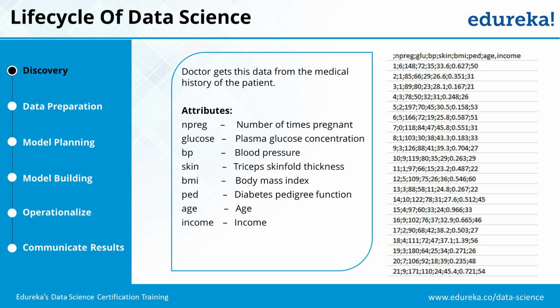obtain. On your right side here, you can see that the data is generally available in CSV format, and we have these attributes. So we define these kinds of attributes. What is the meaning of these attributes? NP-reg, for example, means the number of times a woman has been pregnant. Glucose level indicates the plasma glucose concentration. BP denotes blood pressure. So we actually look at the database schema and understand the meaning of that data, or what are the different kinds of parameters that are present in that data.